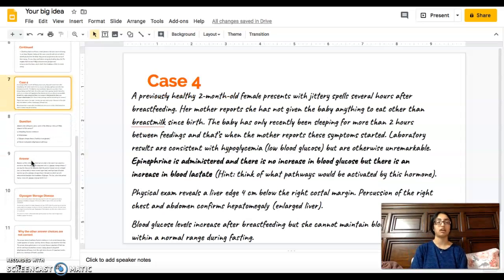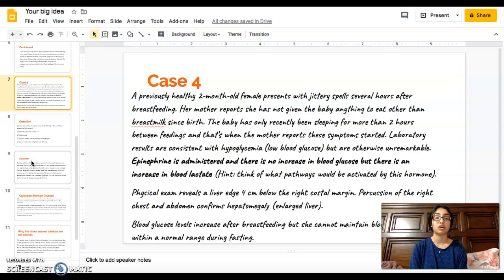Another case I looked at was case number 4, which discussed a healthy 2-month-old female presenting with jittery spells several hours after her breastfeeding. Her mother reported that she has not given the baby anything to eat other than breast milk since birth. The baby has only recently been sleeping for over 2 hours between feedings, and that's when the mother reported these symptoms and when they all started.